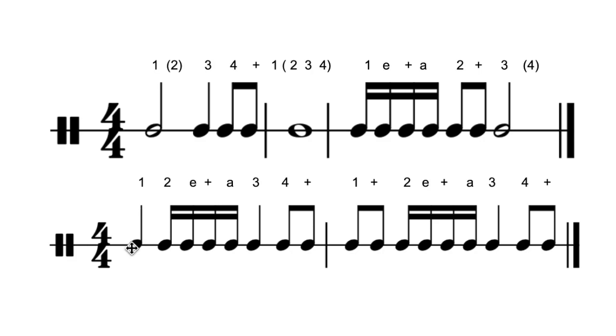Going down here, we've got quarter notes, 16th notes, and eighth notes all jumbled up. Starting on beat 1, here we go. 1, 2 e and a 3, 4 and 1 and 2 e and a 3, 4 and.